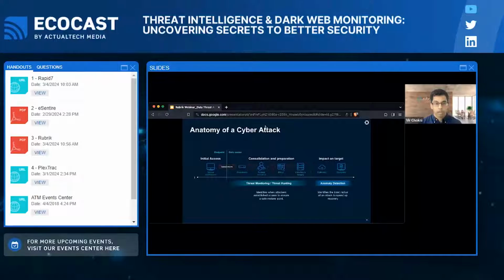And threat monitoring and threat hunting identify when the attackers established access so that you can ensure a safe restore point. Now, threat monitoring is a passive activity, while threat hunting is more active if there are specific IOCs that you want to hunt for. Now, these are all very powerful when used in conjunction and help you to make sure that your recovery is as fast and safe as possible.